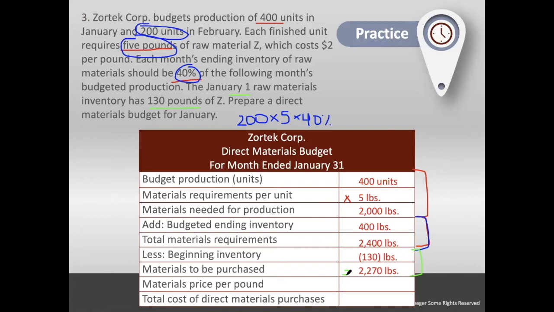The next item we want to figure out is how much will this cost us? How much is the materials price per pound? It's $2 per pound. We will multiply this. We need to purchase 2,270 pounds of material Z at a cost of $2 per pound. When you multiply that, it'll cost us a total of $4,540.